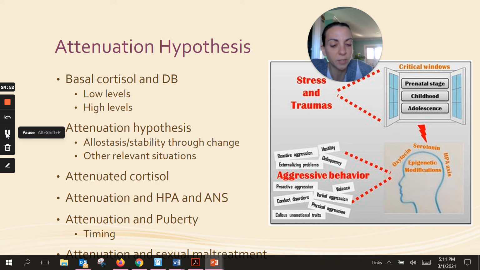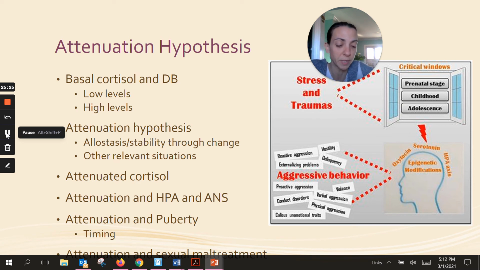When we're talking about attenuation in puberty, the timing of puberty and gonadal steroid hormone changes are related to individual differences in emotional regulation and behavioral regulation. The timing is important. Higher cortisol in later puberty was related to antisocial behavior and rule breaking. Lower cortisol in earlier puberty was related to conduct disorder symptoms, but this was only for boys. This does not actually apply to girls.